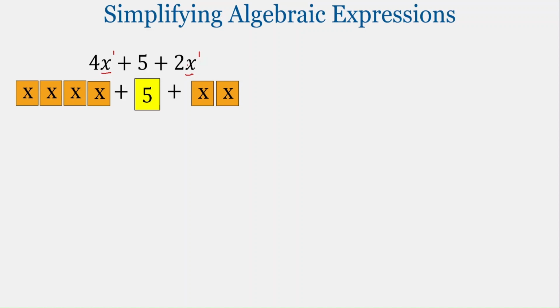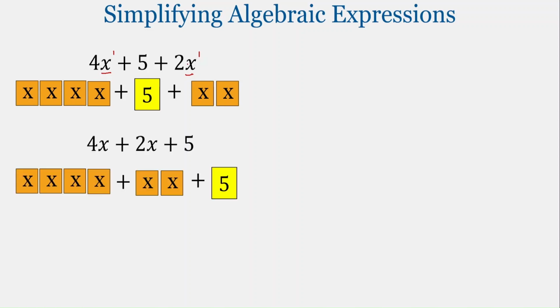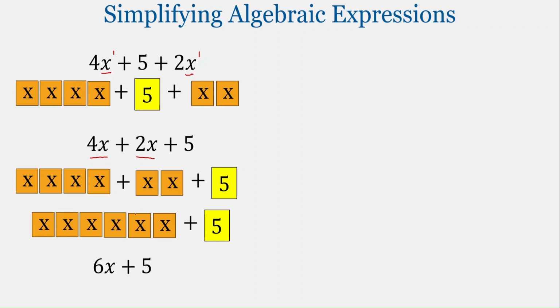And using the properties of addition, we can rearrange this algebraic expression as 4x plus 2x plus 5. And now our like terms 4x and 2x are right next to each other, plus our numerical term 5. Now we will combine these like terms as we have done in the previous few lessons. So 4x plus 2x can be added together. That's going to give us 6x plus 5. There's no other numerical term to combine with this 5, so we just bring that straight down.